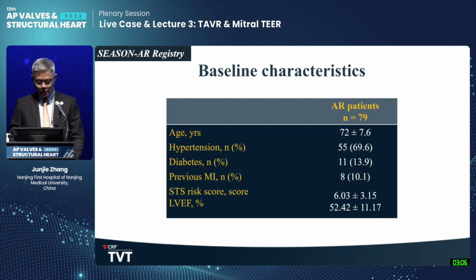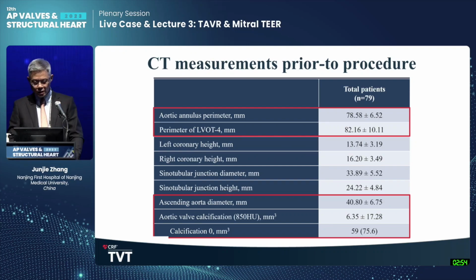So the baseline characteristics: the mean age was 72 years old, and the STS score is 6, which is quite high, and the LVEF is 52%. In the CT analysis from the core lab, you can see the aortic annulus diameter is 78, the perimeter, and the LVOT 4 millimeter below the annulus is 82 millimeter, and also a slightly dilated ascending aorta, 40 millimeter. And then you can see in 75 cases there is no calcium.